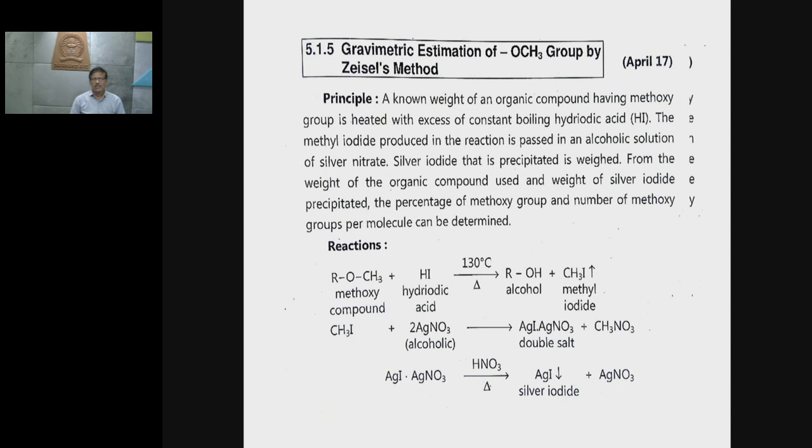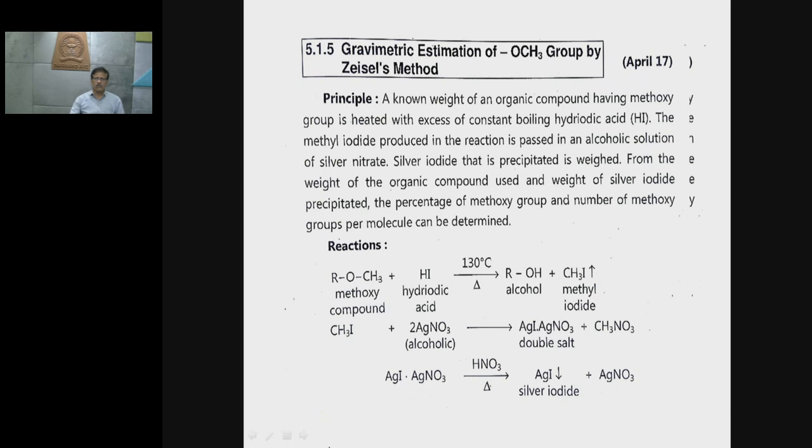Firstly, we take a known weight of organic compound having methoxy group, which is heated with excess of constant boiling hydroiodic acid, that is HI. The methyl iodide produced in this experiment is passed into an alcoholic solution of silver nitrate. Silver iodide that is precipitated is weighed, and from the weight of organic compound used and weight of silver iodide precipitated, the percentage of methoxy group and number of methoxy groups per molecule can be determined.